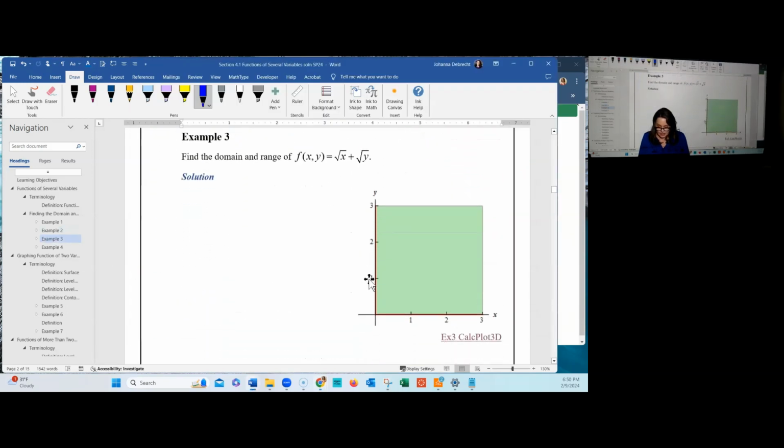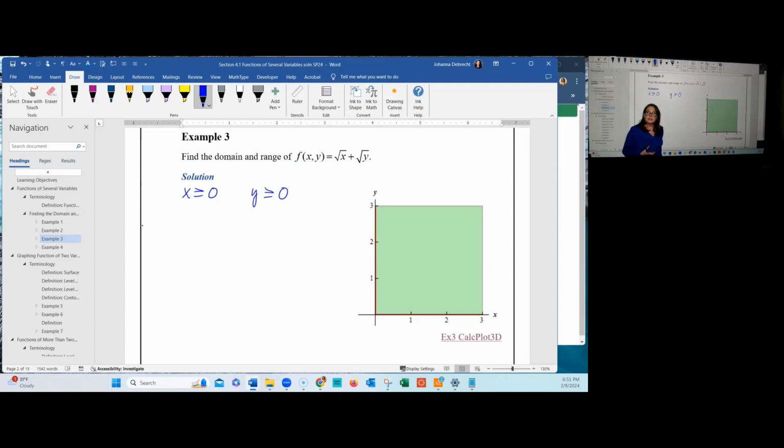Let's take a look at example 3. Example 3 is similar to example 2, but not the same. In example 2, x plus y was combined under a single radical. Now we have the square root of x plus the square root of y, and they're separate radicals. This tells us that x has to be non-negative and y has to be non-negative.